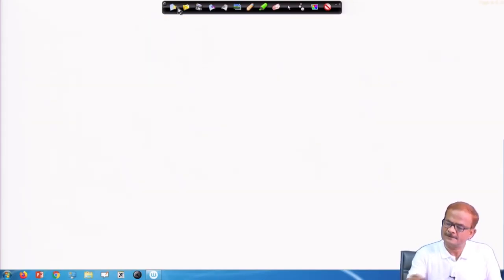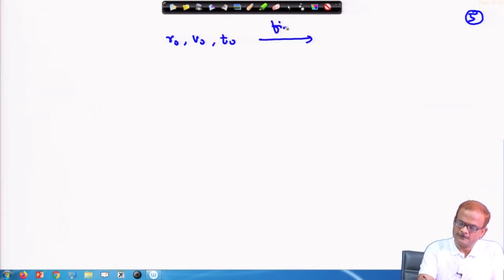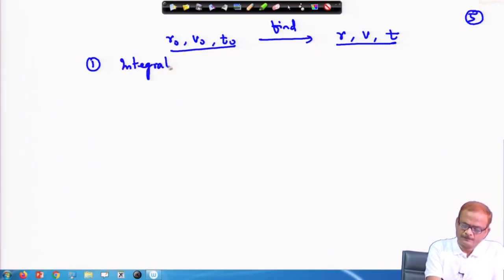As we have discussed earlier, there are two problems related to what we term Kepler's problem. So, given r 0, v 0 at t 0, find r, v and t. So, one way, as I have already stated, is to integrate, meaning a numerical method can be used.